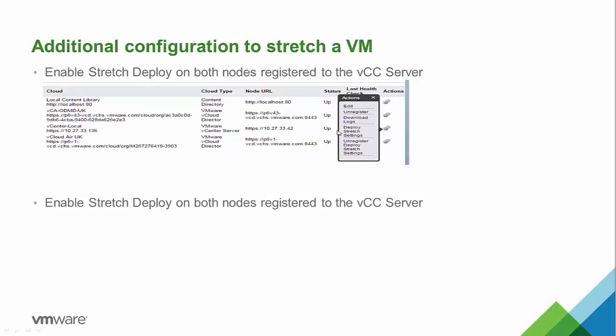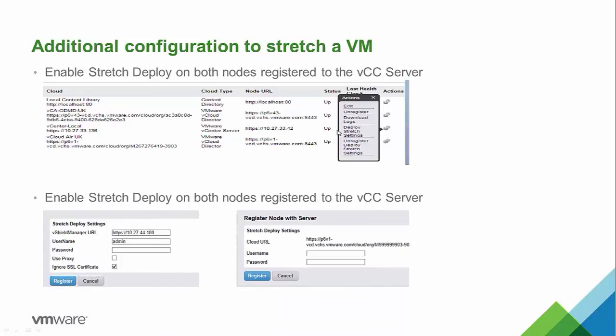For each one, you will need to click and enable the stretch deploy on both nodes registered to the VCC server. This just involves entering, on the on-prem side, the vShield Manager URL and a username and password, and for the VCA side, it just means entering the username and password you have for vCloud Air.